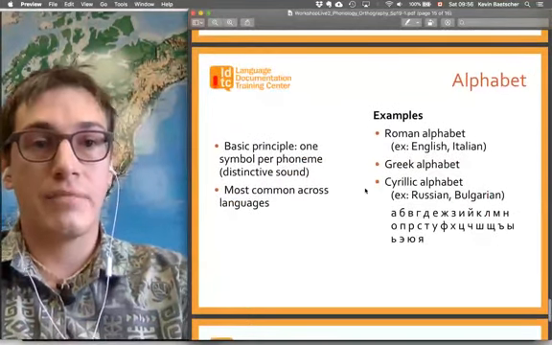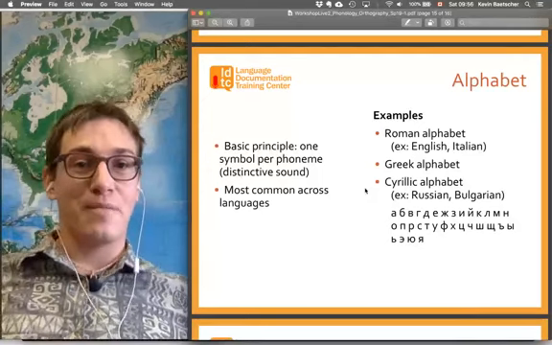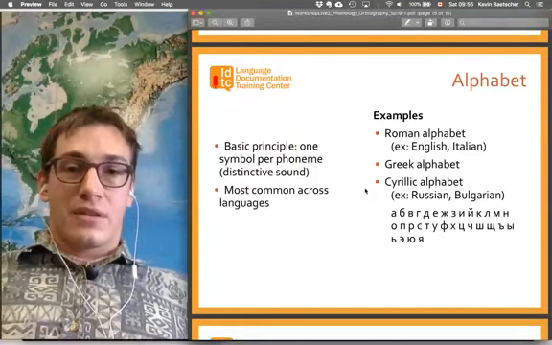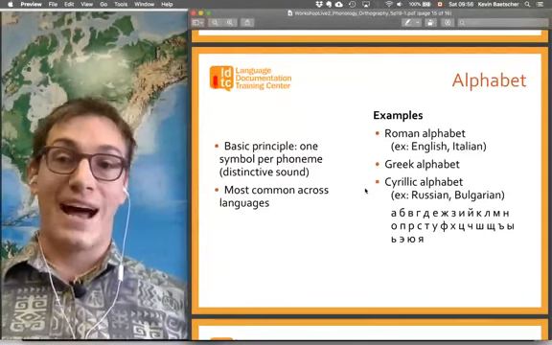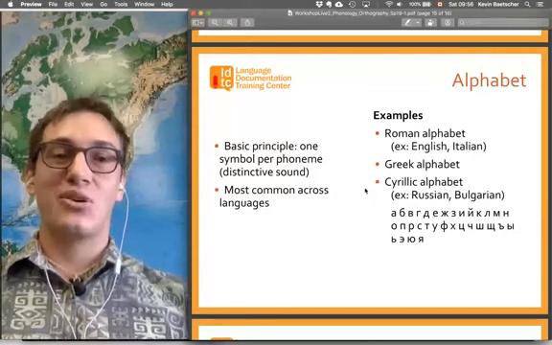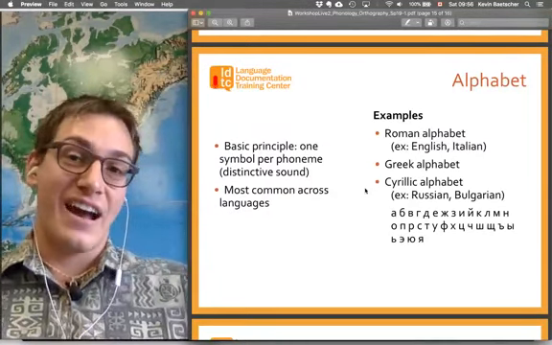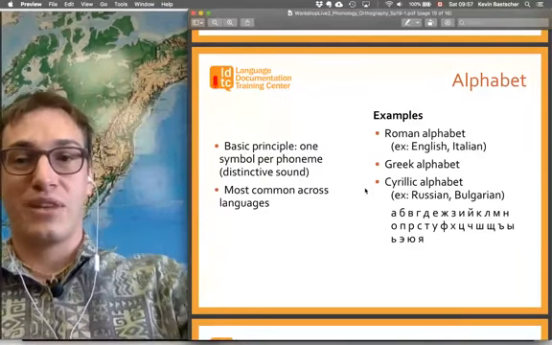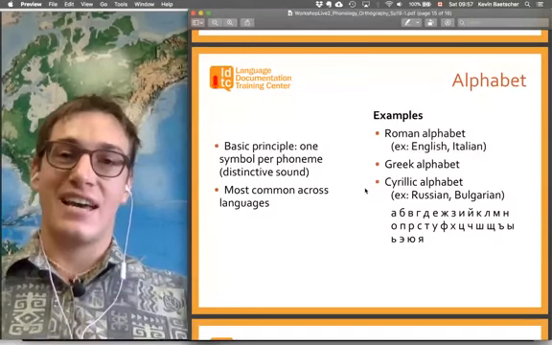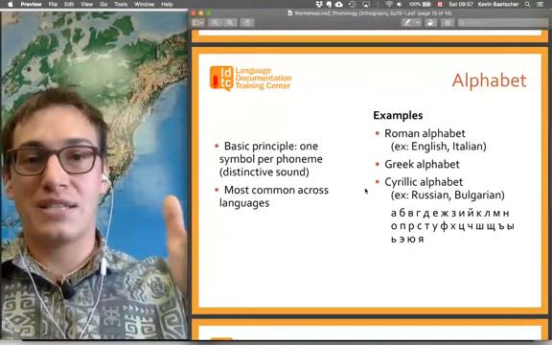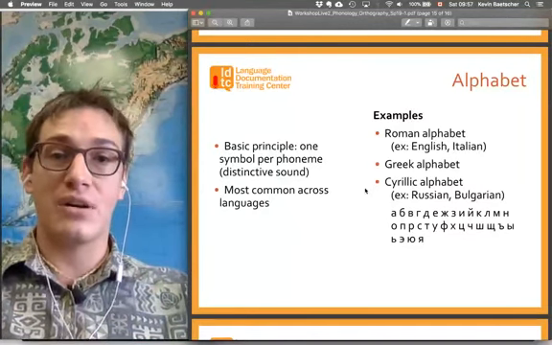All right. Now, last but not least, there are so-called alphabets, which you might have heard before. The principle here is that there is 1 symbol per phoneme, ideally, okay? Like English uses an alphabet, but there are digraphs. You use 2 letters for 1 sound. It's not perfect, but in general, as a rule, you have 1 symbol per phoneme. It's the most commonly used type of writing system across the world.